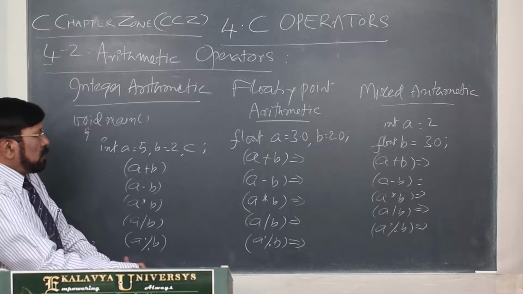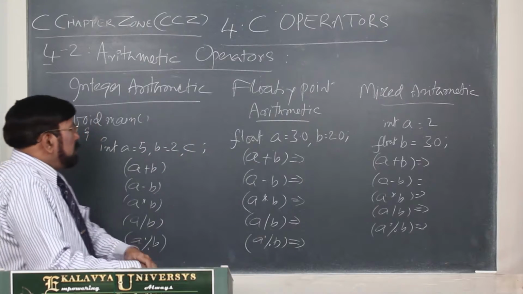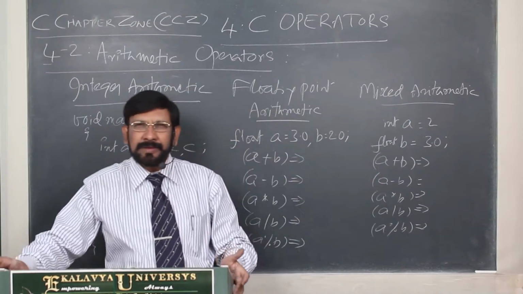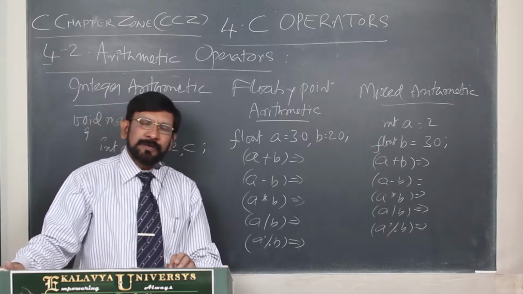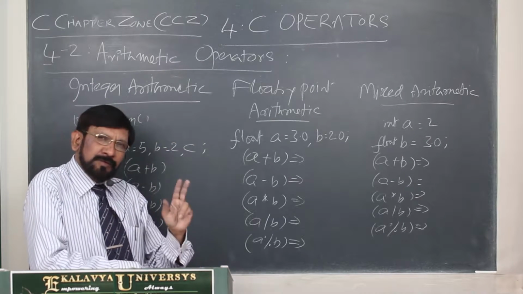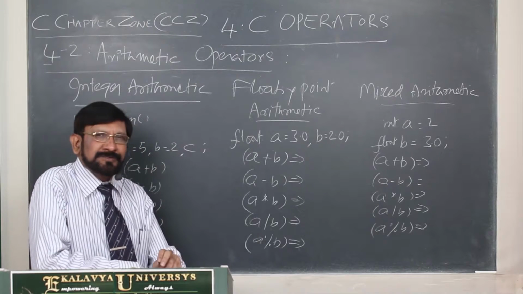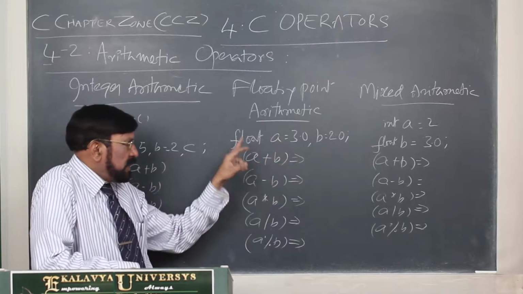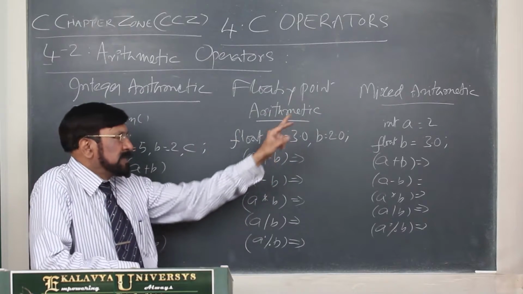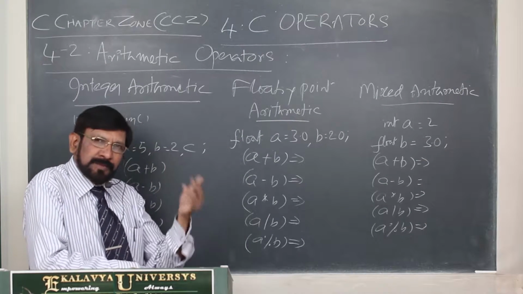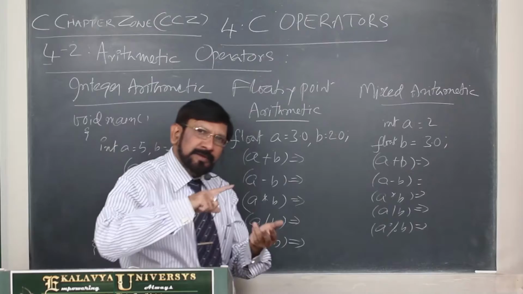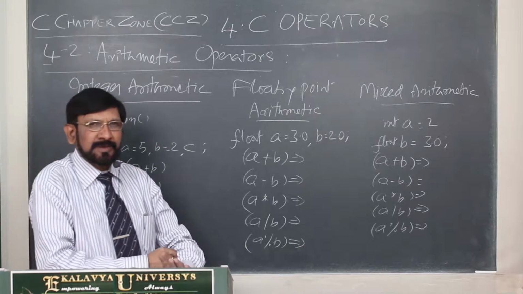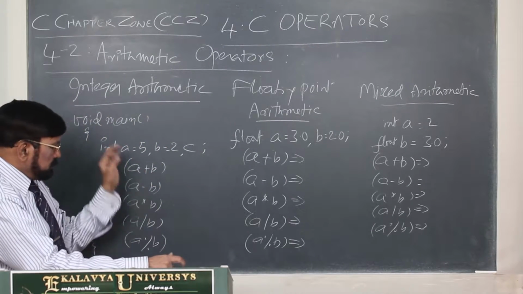Finally, I would like to introduce three concepts: integer arithmetic, floating point arithmetic, and mixed arithmetic. Integer arithmetic means performing arithmetical operations on two integer operands. Floating point arithmetic means performing arithmetic operations on two floating point operands. Mixed arithmetic means performing arithmetical operations on either int and float operands or float and int operands. Already I told you one principle, you must be very careful here.